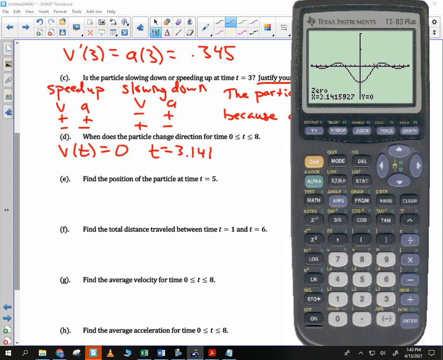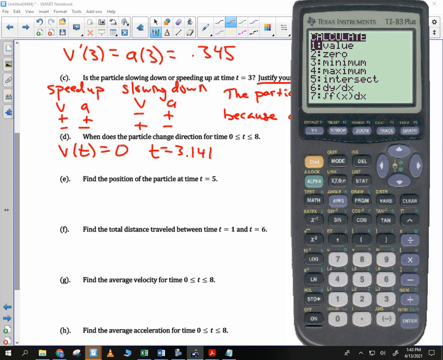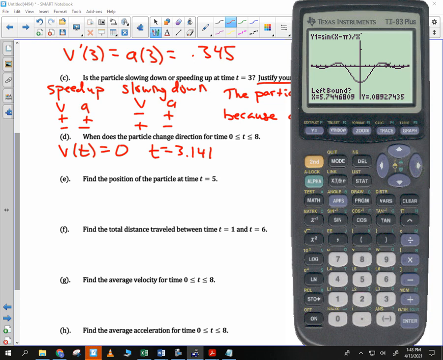There's another spot. How am I going to find that? Same thing. Second, calculate, and I choose number 2. I move over. I do the left bound, and I do the right bound. Enter on guess, and I get 6.28. Those are the 2 spots where it changes direction.